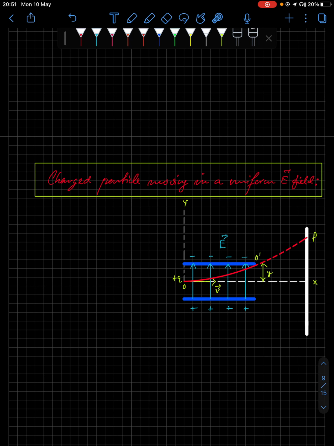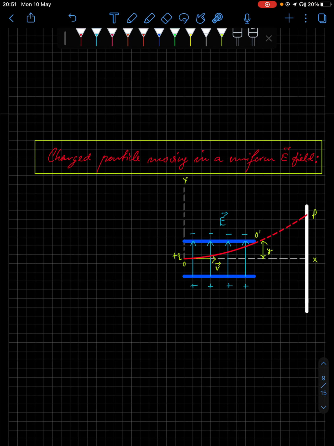Now what you notice is that as soon as the positive charge is fired, it deflects. It moves towards the negative plate. So there is an acceleration along the y-axis. There is no acceleration and therefore no force along the x-axis. So this is the path of the charged particle when it enters this uniform electric field.